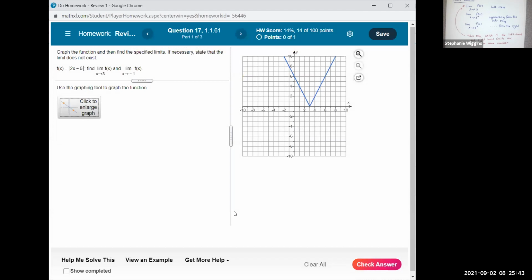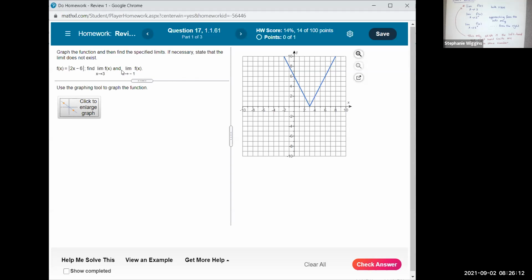I'm not really big on graphing because you have your graphing calculators, which you can use. So I don't think I have any problems like this where you have to use the graphing utility. But anyway, now we want to find the limit as x approaches 3 and the limit as x approaches -1. Because this is a continuous function, there are no breaks, so you don't have to worry about the left and right hand not agreeing.